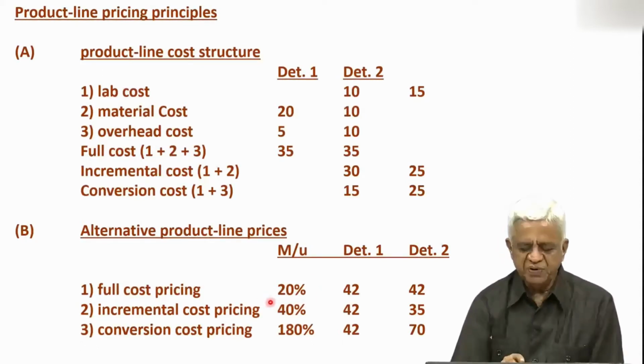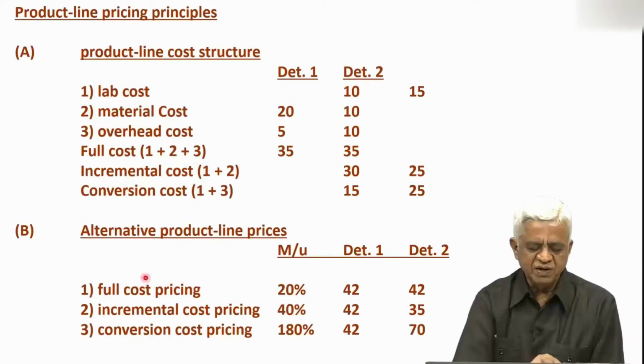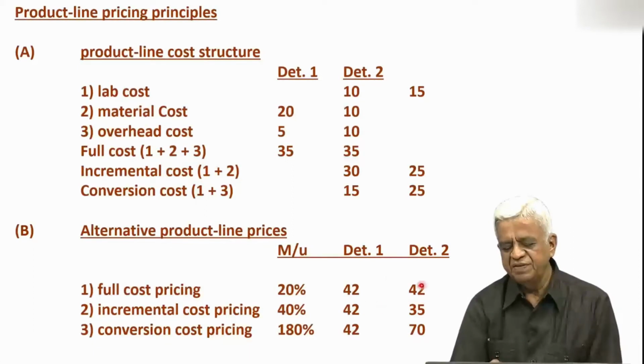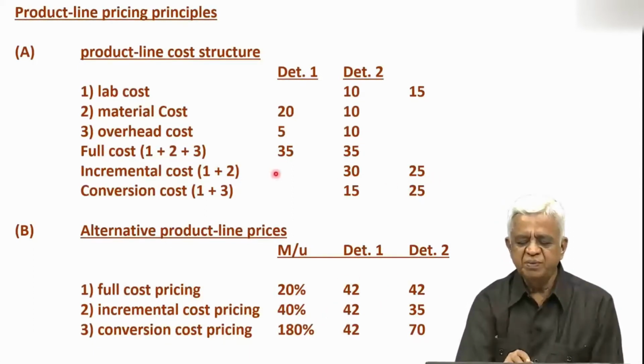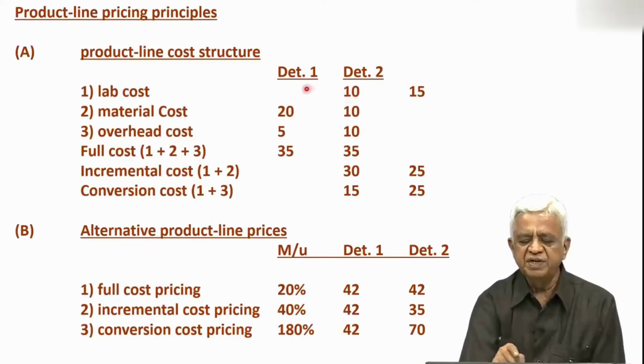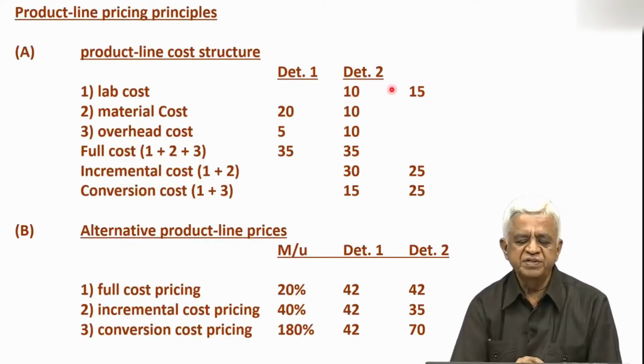suppose you looked at full cost pricing with a 20% markup, detergent 1 and detergent 2 get priced at the same level, 42 and 42. So, this should actually be 30-15 for detergent 1, 25-25 for detergent 2, similarly 10 for detergent 1 and 15 for detergent 2 in the labor cost.